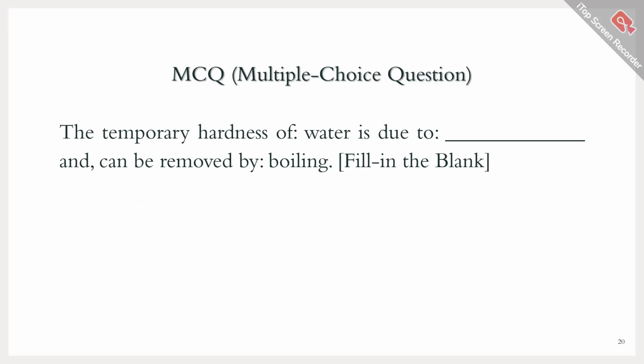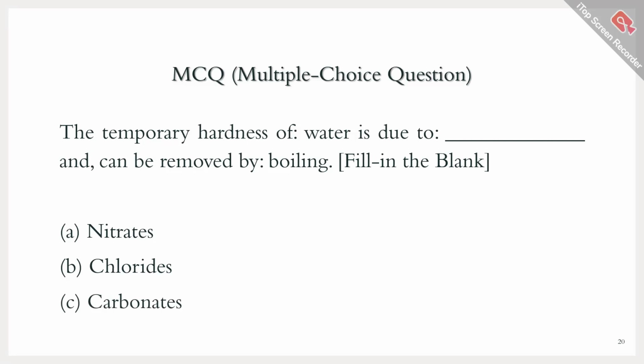Now, our next MCQ. The temporary hardness of water is due to dash and can be removed by boiling. You have to fill in the blank. Option A is nitrates, option B is chlorides, option C is carbonates, and option D is sulfates. Kindly key in the correct answer in the chat box.